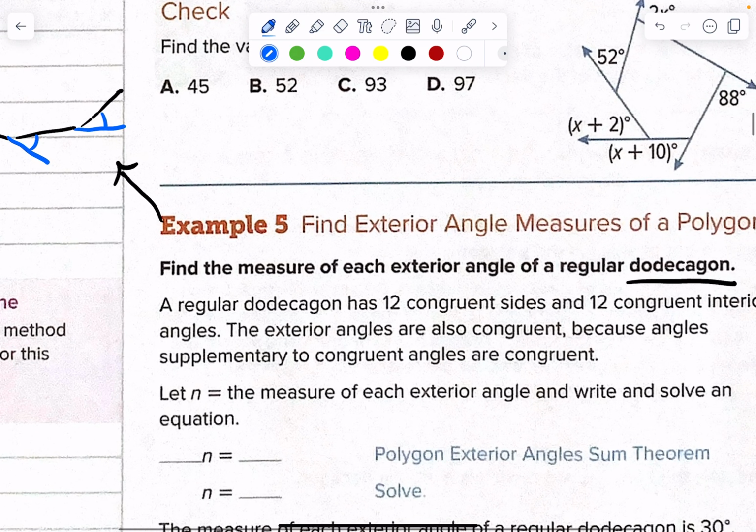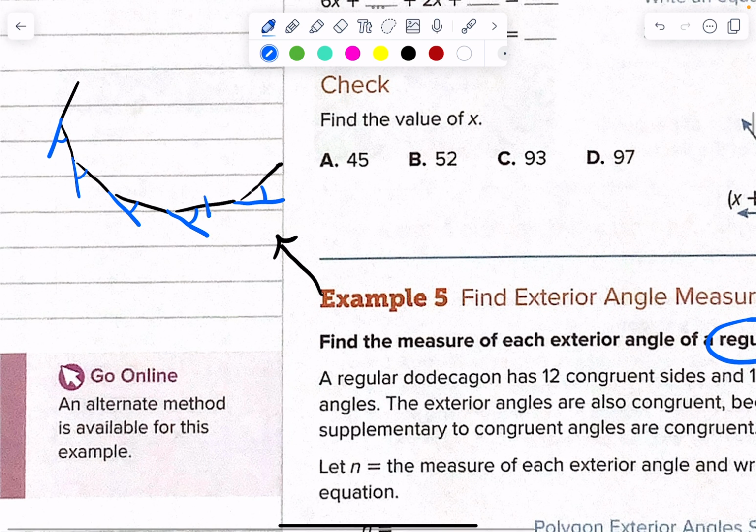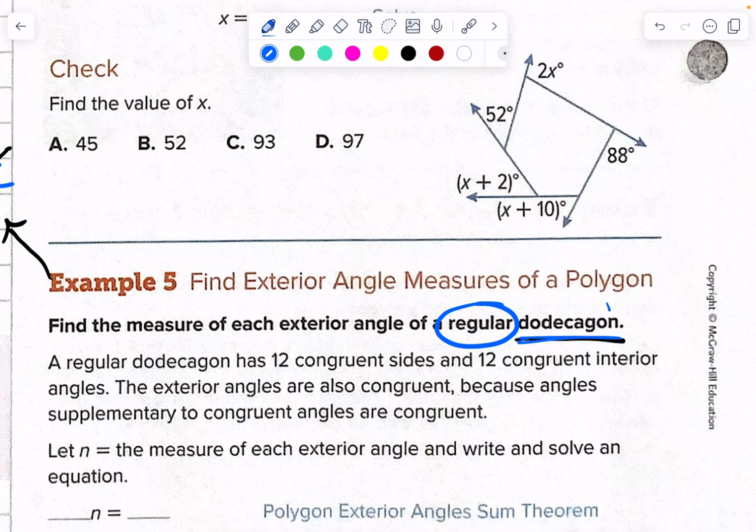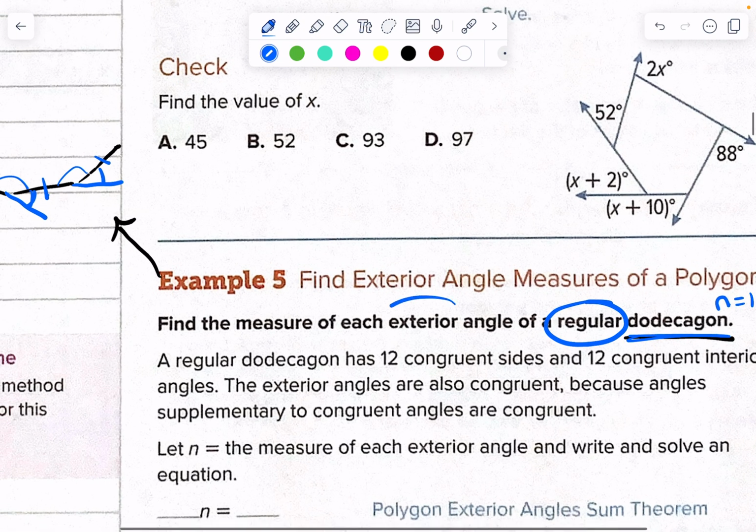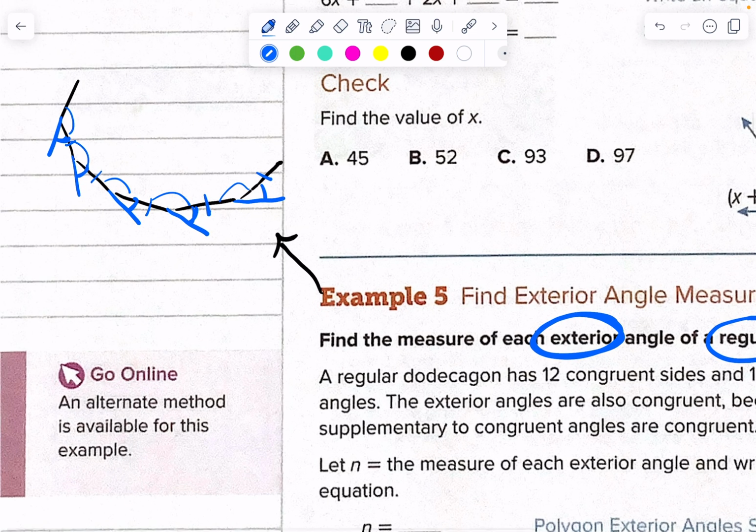Now notice that it says a regular dodecagon, which means all of the sides are going to be equal and all of these little angles are going to be equal on the outside and on the inside. These angles are all matching and the outside angles are all matching. So if it's a dodecagon, that means it has 12 sides. And if we're looking for exterior angles, they all have to add up to be 360. Doesn't matter how many sides it has, they all have to add up to be 360. And because it's regular, they're all the same. So all I'm going to do is take 360 and divide by 12. So each one of these angles is going to be 30 degrees on the outside.